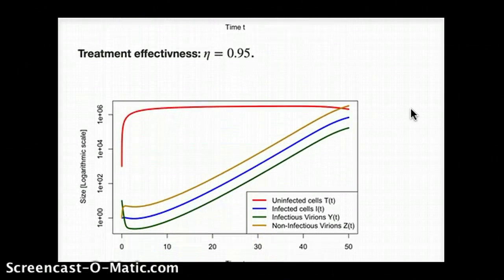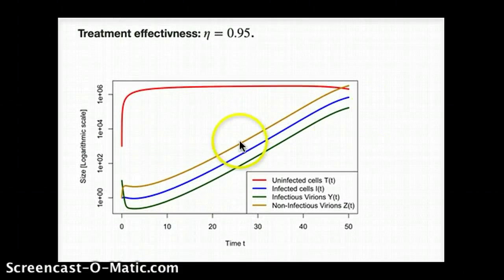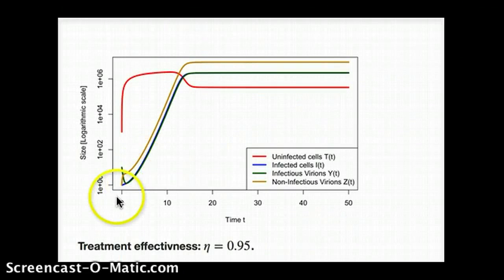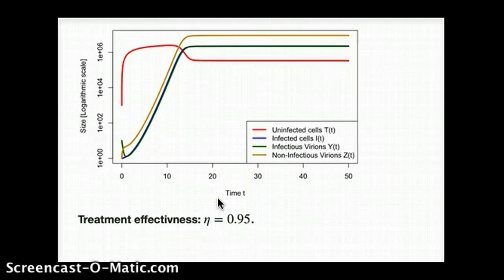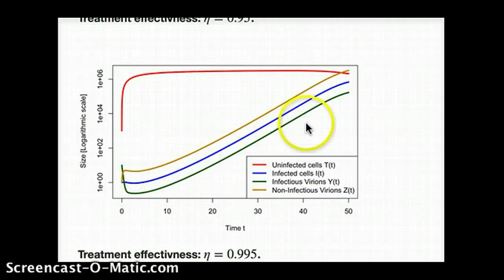So if now we consider that the effectiveness is 95%, then we can see a very drastic change. When we go back here within a time window from 0 to 10, there is a rather sharp, steep positive slope, if you will, of both the non-infectious virions and the infectious virions and the infected cells. But now we can see that that slope is still positive, but a lot smaller, and this means that it takes a lot longer for the amount of infectious virions to attain significant levels.